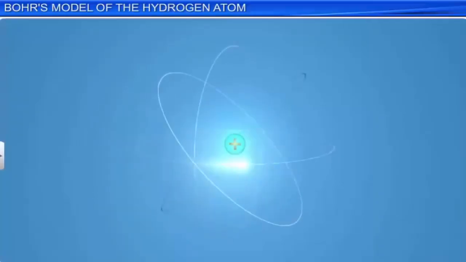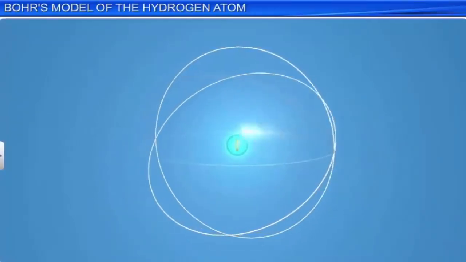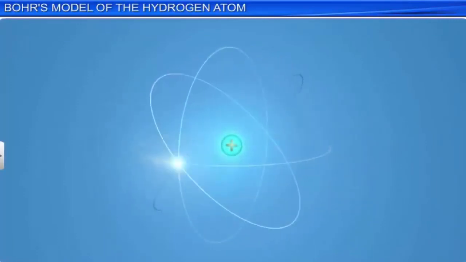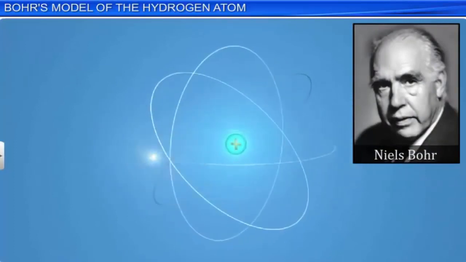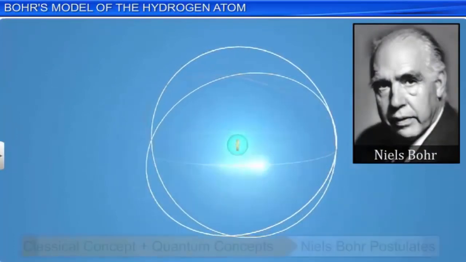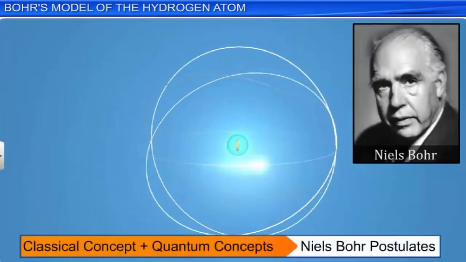In order to overcome these limitations, in 1913, Niels Bohr gave his postulates based on the quantum theory of radiation. He combined the concepts of the classical and quantum theories to form the basis of his three postulates of an atomic model.